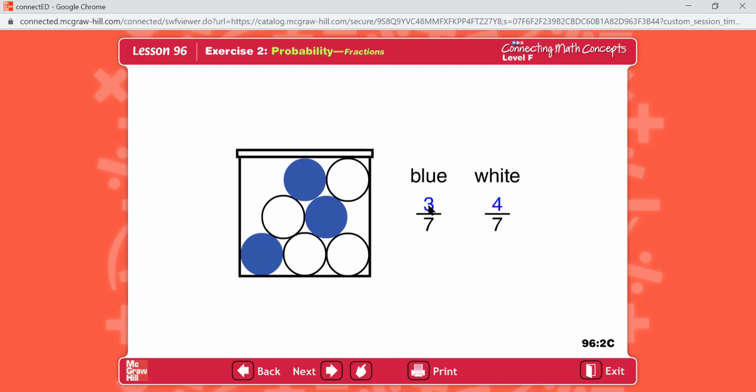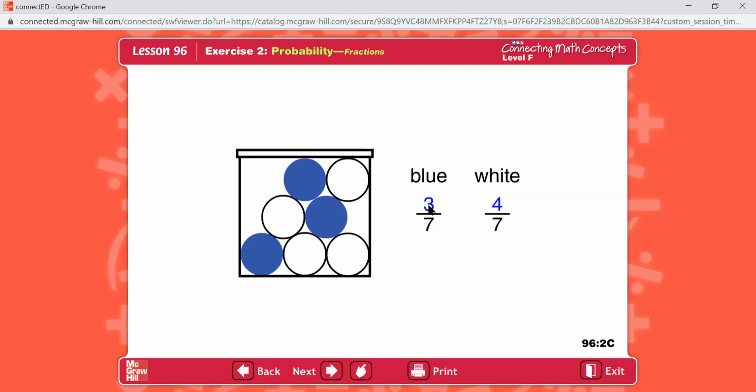Now, let's look at problem C. There are white marbles, black marbles, and gray marbles in the box. You're going to write the fraction for each color. Write the fractions for the 3 colors. Pause the video now to do your work. There are 10 marbles in all. So your denominator for problem C for each marble type should be 10.